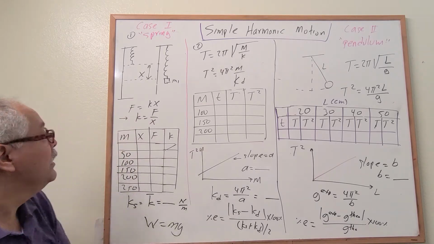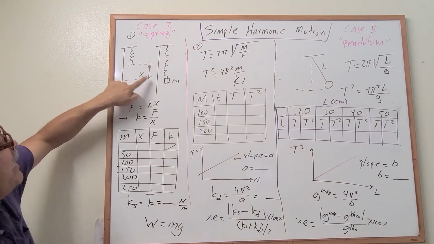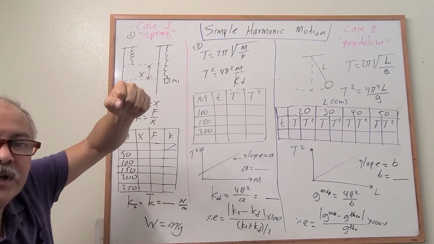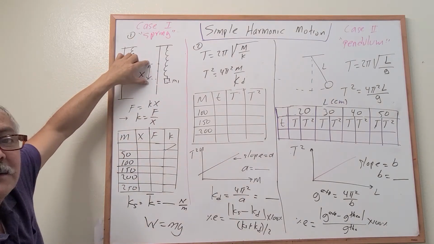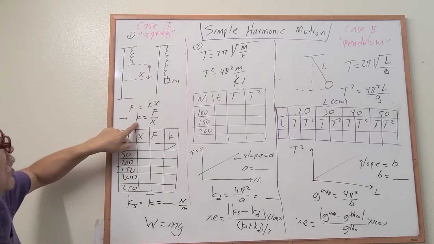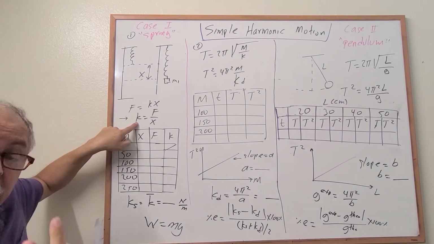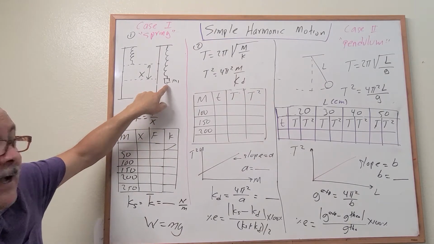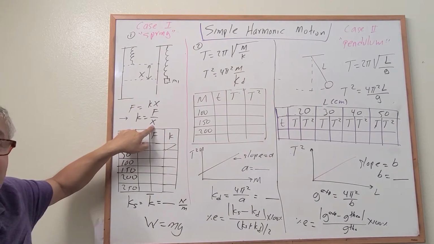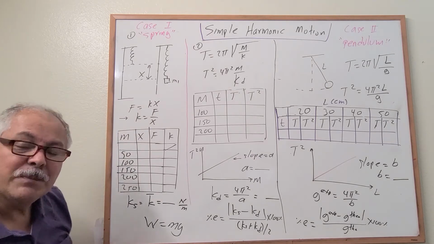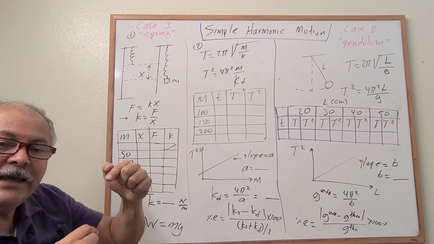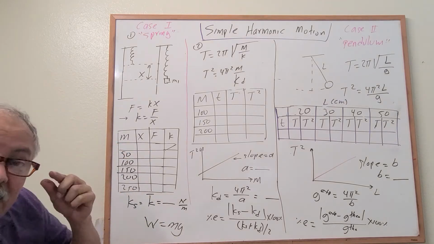Spring constant. First, we have the spring, we add the mass, and the spring stretches this distance x. According to Hooke's law, if we solve for k, the spring constant, it is going to be the force, which is the weight of this mass, divided by x, correct? Let's repeat this for different masses. Let's increase the mass. When we increase the mass, x increases. Let's make a table for this.